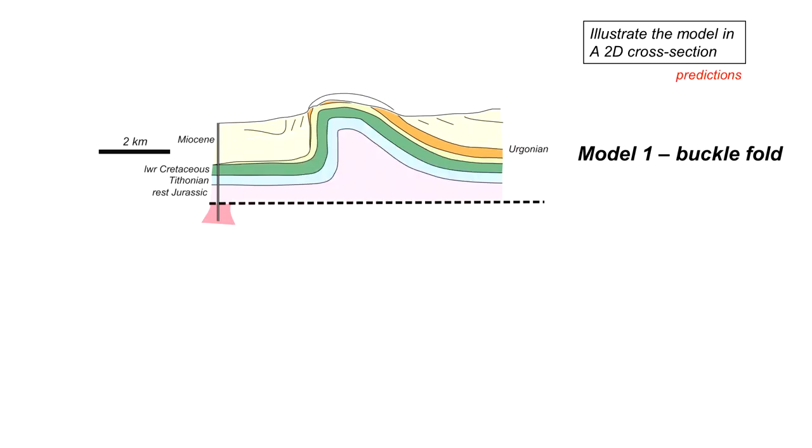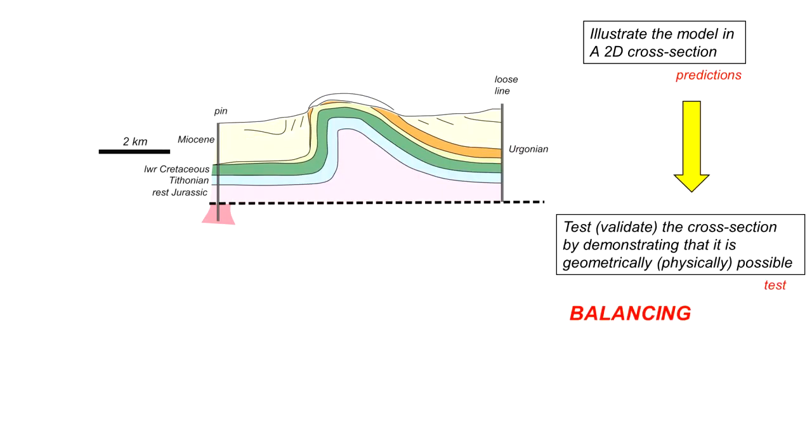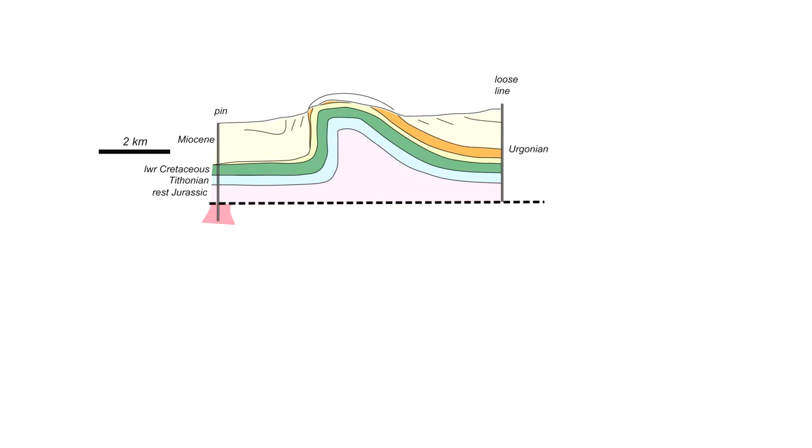So there is our cross-section. Now we need to test it, so we're going to see if it's restorable. For this, we will define a pin line on the left-hand side and a loose line on the right. It's really important to do this so we know between which points we're going to make our measurements. And they're common for all the layers that we're going to restore.